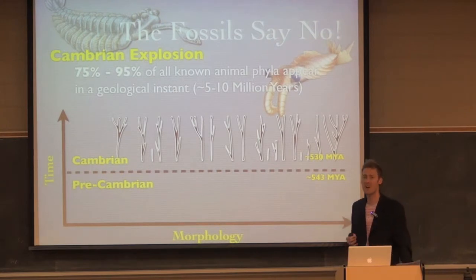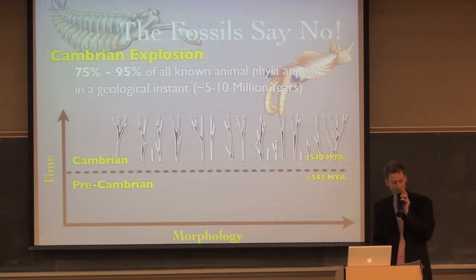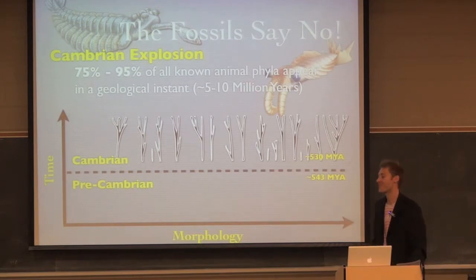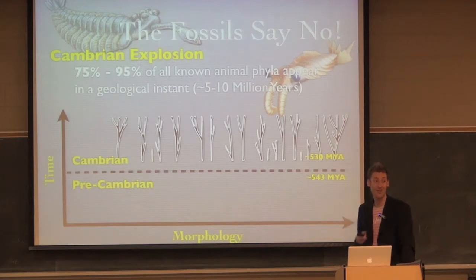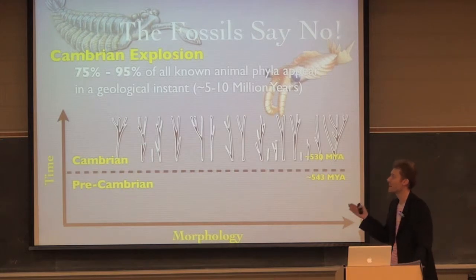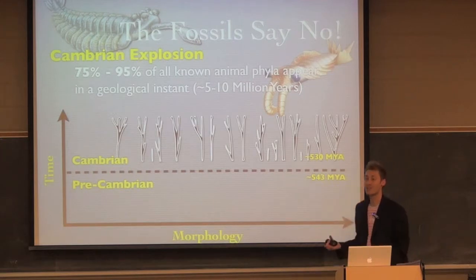Okay, so what are some other evidences for evolution? Well, the fossil record. When I talk to people about the fossil record, I want to go directly, as a strategy, to the Cambrian explosion. This is when 75 to 95% of all known animal phyla, all the animal body plans, vertebrates, invertebrates, and so on, all come into existence.